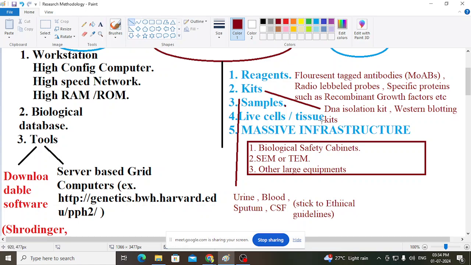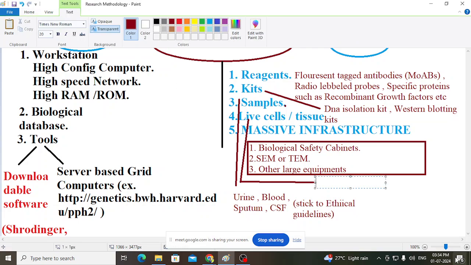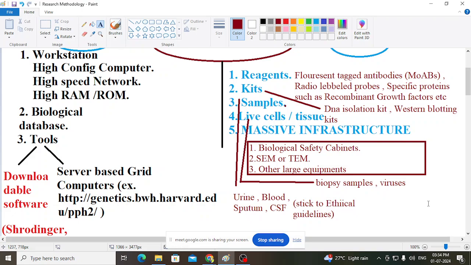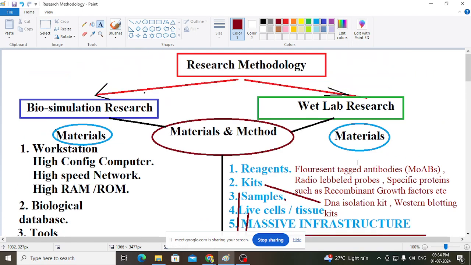Then there could be live tissue and cells, which can again be biopsy samples. Then there could be, for example, viruses, and so on and so forth. So this makes the whole exercise very difficult, and a large group is needed to bring about a successful wet lab research. So we'll give you an example of a successful wet lab research.